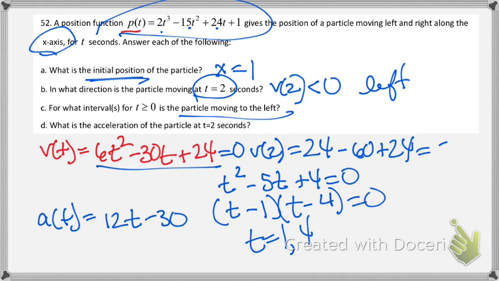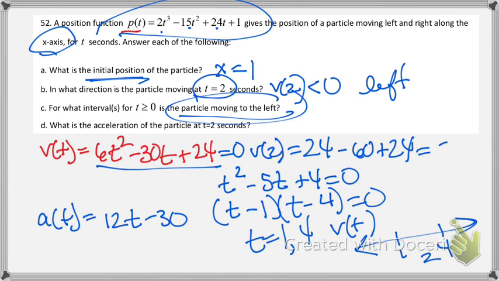And now we have to do a velocity sign chart to find when the particle's moving left. So we're going to use velocity, do a sign chart at 1 and 4, okay? If I plug in a 2, then this is positive and a negative, so that's a negative. If I plug in a 5, we'd get positive, positive, plug in 0. Okay, so we're looking for when the particle's moving left, which would be when the velocity is negative, and that is from 1 to 4.